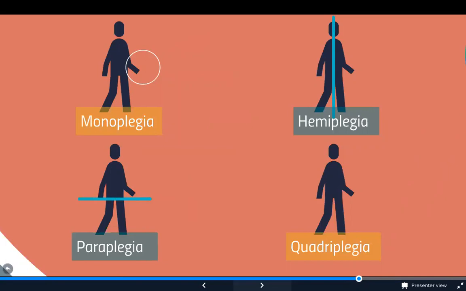Paraplegia means that only the lower limbs are affected, and depending on the degree of injury, that could be from the hips down, it could be just at the feet. It really just depends. But it does mean that the hands and arms are not affected. Whereas quadriplegia is all four limbs. So hands, arms, and legs, all affected. It can also affect head and trunk in some cases.